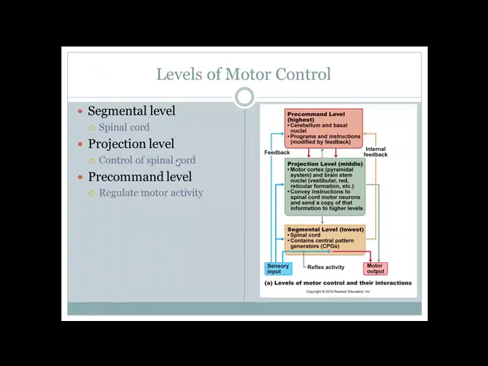Okay, so next one's going to be our levels of motor control. You can have segmental control, which would be at your spinal cord. That would basically be a reflex. Sensory comes in, goes right out as a motor output. Projection level, which is going up to your pyramidal system or some sort of higher brain function. It'll go to the brainstem or something like that. And then the highest one will be precommand. This is actually going to the brain. It could go to the cerebellum, your brain's going to think about the information and send information all the way back down.